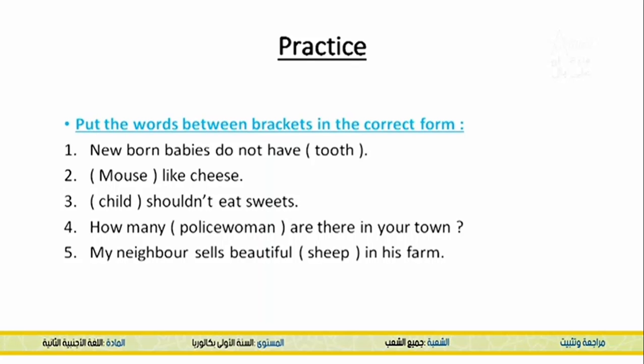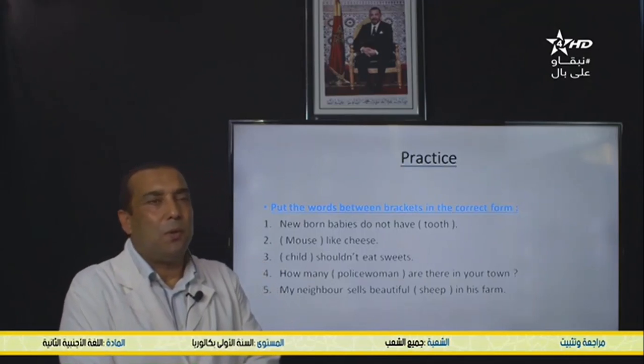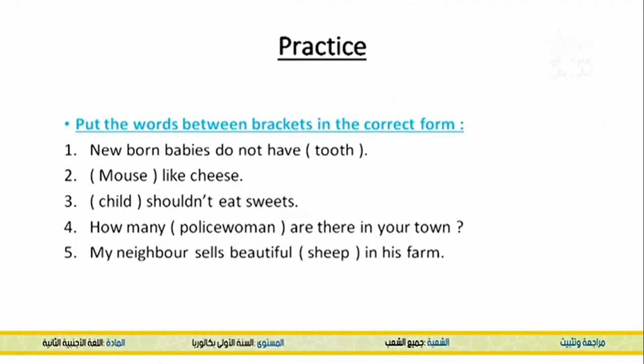Newborn babies do not have tooth. Now here we need the plural form of tooth. What is the plural of tooth? Yes, exactly. It's teeth. That's right.